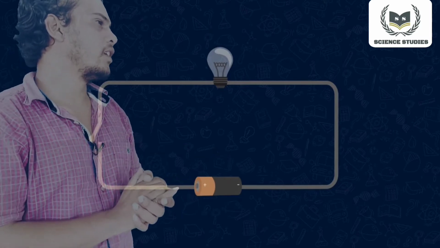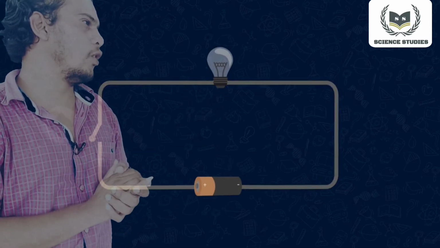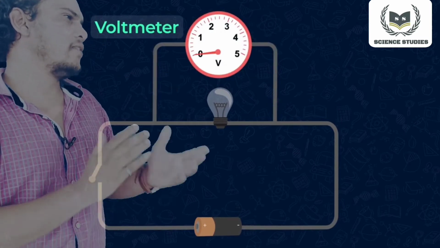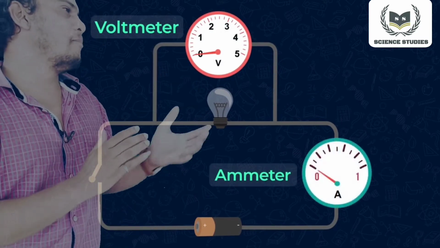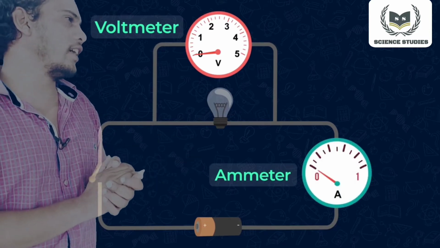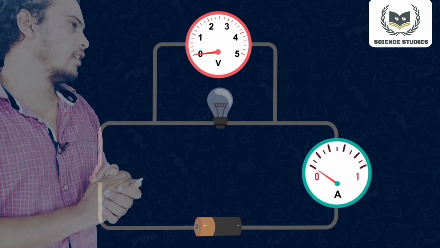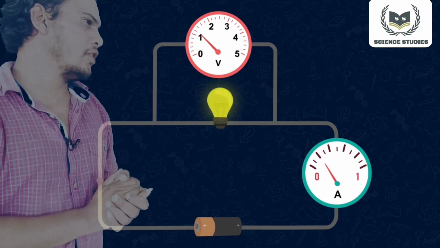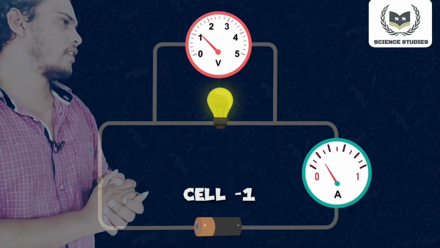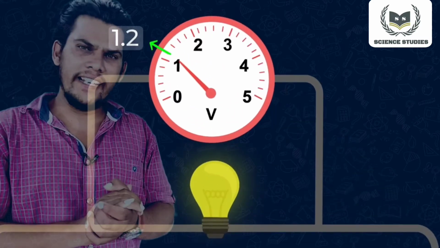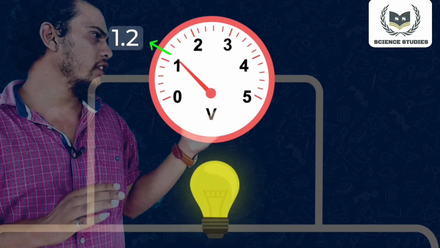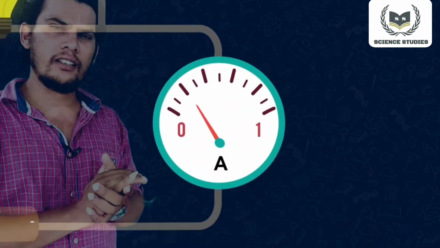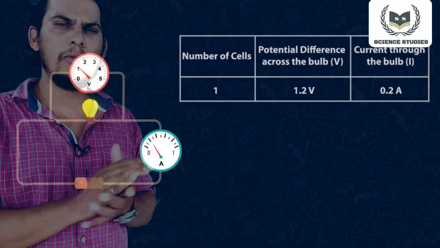Now I am connecting a voltmeter in a parallel way to measure voltage in the circuit, as well as connecting an ammeter to measure the current that flows through the circuit. Now let's start the activity by using a single cell. Observe the readings in the voltmeter and note them down in tabular form, as well as observe the readings of the ammeter and note them down in tabular form.